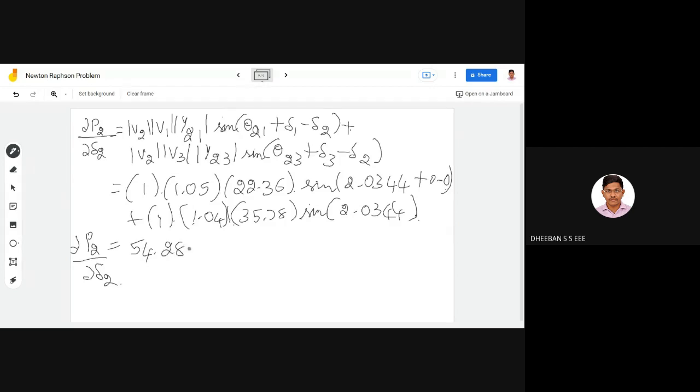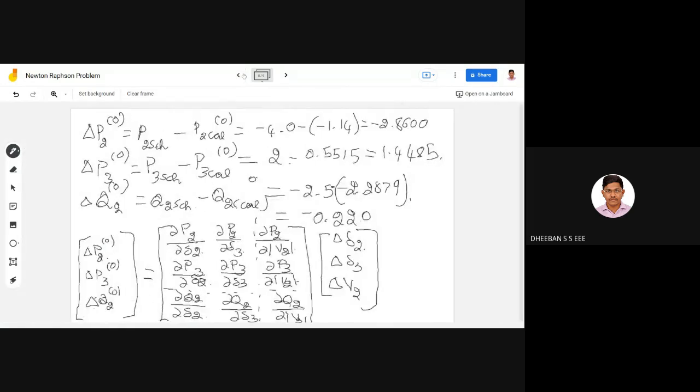That's right. So similarly, you have to get all the other values, that is your del P2 by del V2. All these values you have to get. You just try it out by yourself, these values. And then in tomorrow's class, you tell me the matrix. This Jacobian matrix you just find, and after finding these values, just take the inverse.